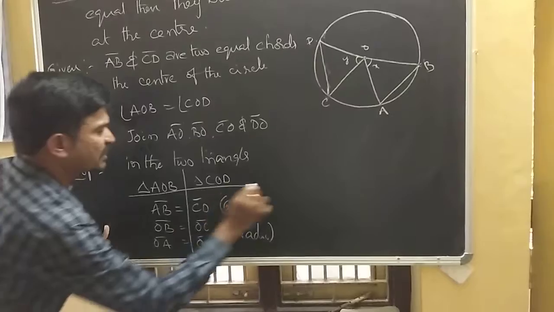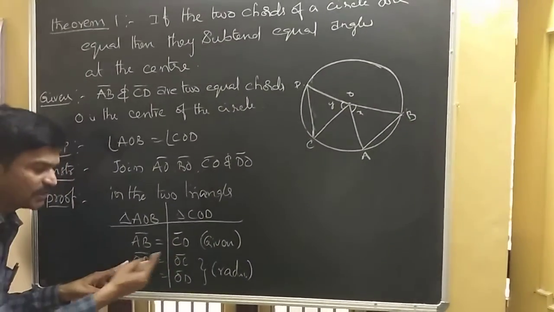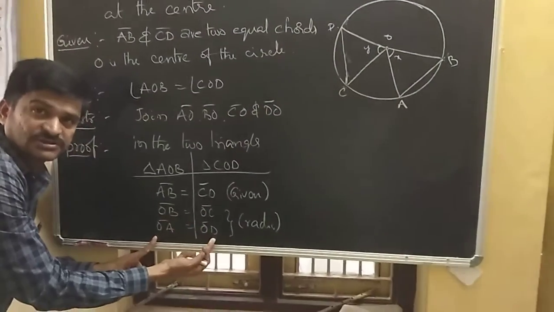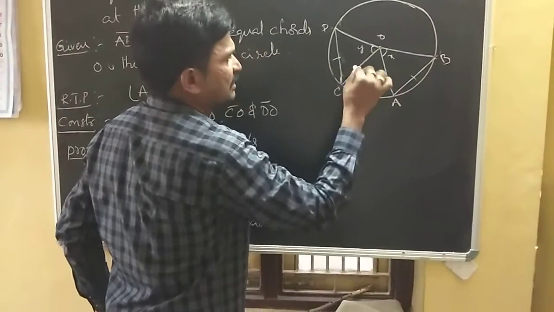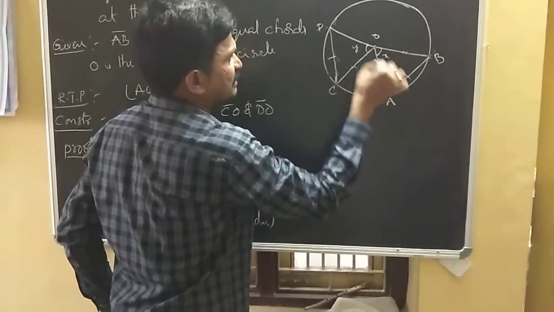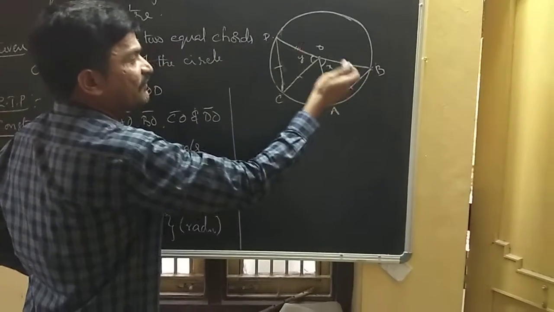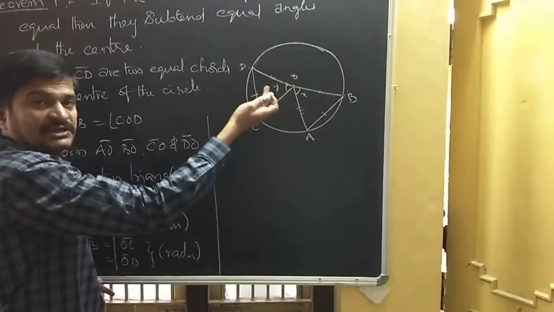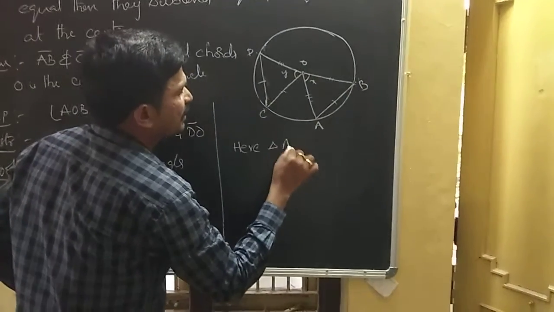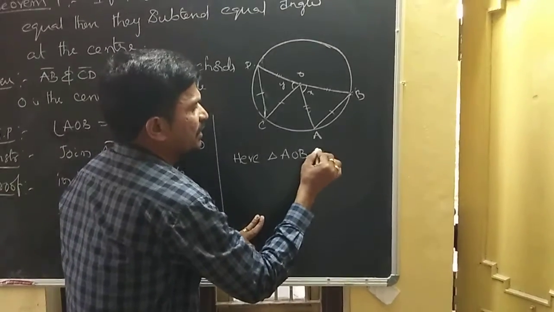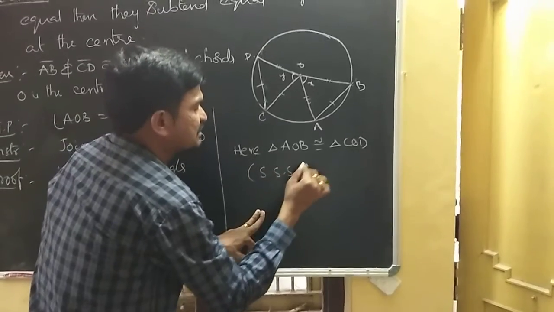See, now in these two triangles AOB and COD, AB equals to CD because it is given, and OB equals to OC. This is the radius, and OA equals to OD also. This is also radius. Now what we can say that this length equals to this length, this length equals to this length, and this length equals to this length. Now we can say that, once recap, in any triangle, if all the corresponding sides are equal, we can show that those two triangles are congruent. Na? So here, triangle AOB is congruent to triangle COD. How it is? By SSS criteria.